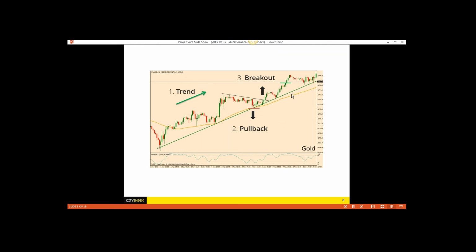So when people talk about support and resistance, often they talk about just price levels, like the 155 level, okay, is a support resistance level on pound dollar.